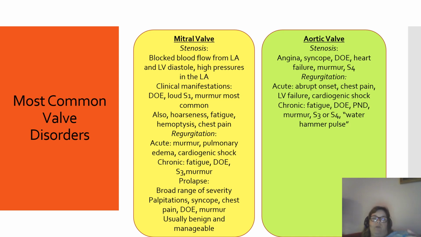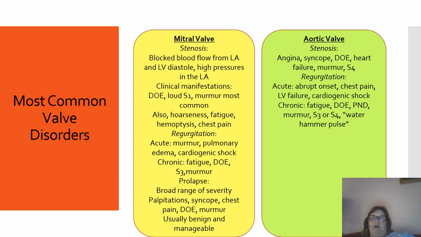They can also get regurgitation. An acute regurgitation would have a murmur, pulmonary edema, cardiogenic shock, chronic fatigue, and dyspnea on exertion. An S3 and a murmur. Prolapse, so the valve isn't functioning well at all, is a broad range of severity: palpitations, syncope, chest pain, dyspnea on exertion, murmur. It's usually benign and manageable.